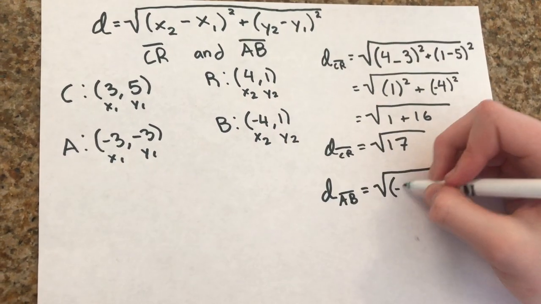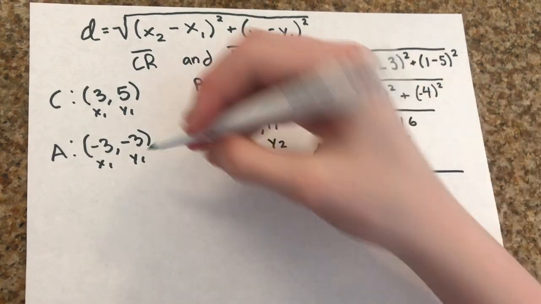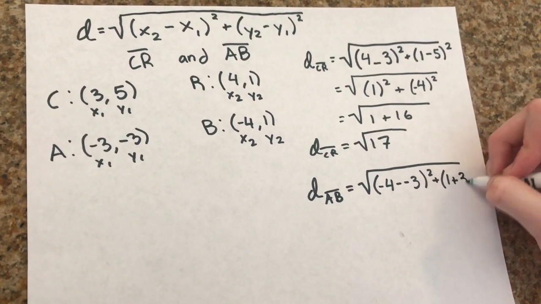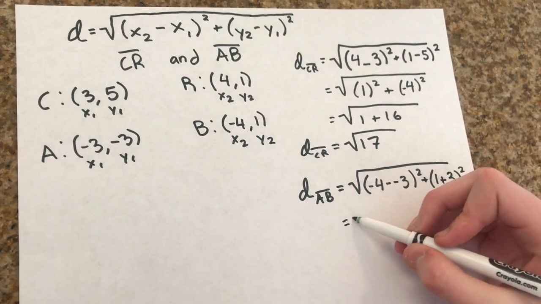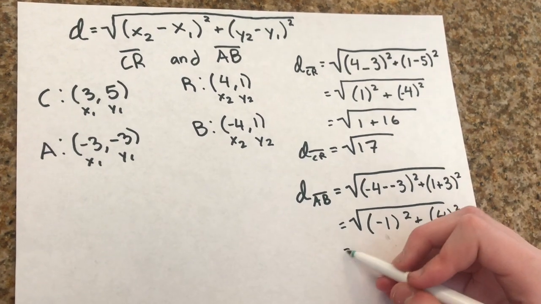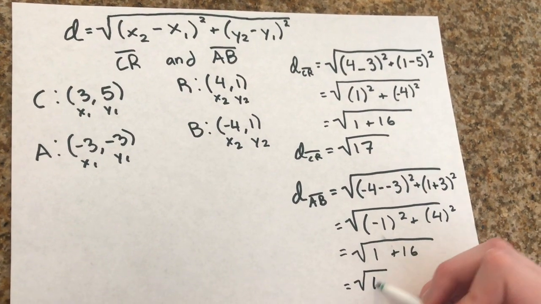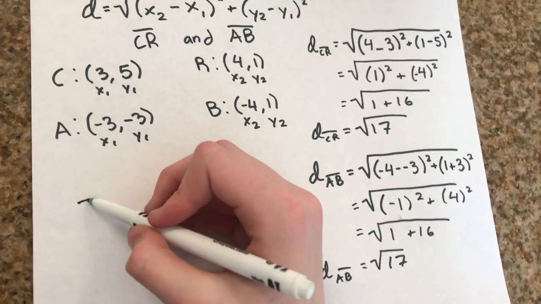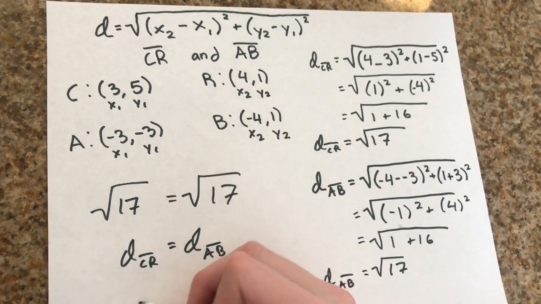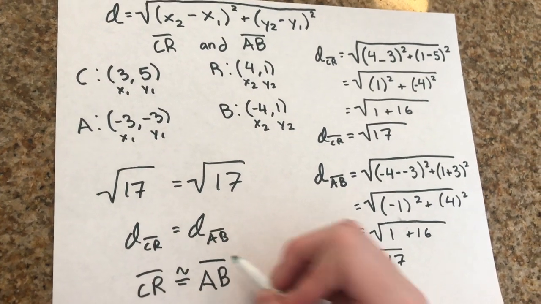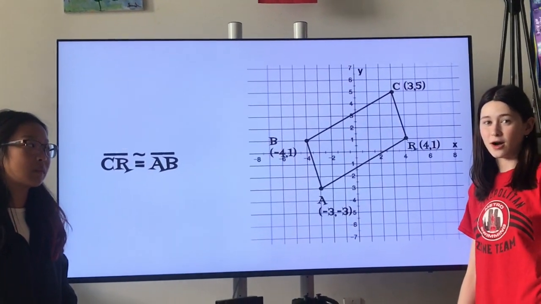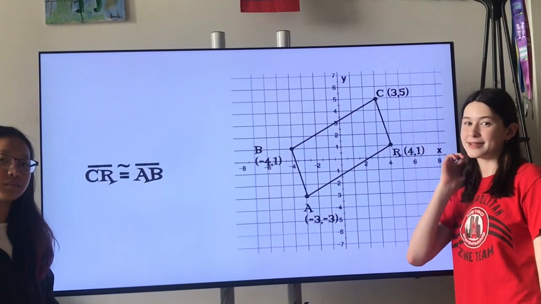Next, let's find the distance of AB. So it would be -4 minus -3 squared plus 1 minus -3, which you can just write as 1 plus 3 squared. And that would simplify to -1 squared plus 4 squared, which simplifies to 1 plus 16, which simplifies to radical 17. So the distance of AB is radical 17. We know that radical 17 is equal to radical 17, so that means that side CR is congruent to side AB. Okay, now that we've proved that, all we need to do is prove that side CR is also parallel to side AB.